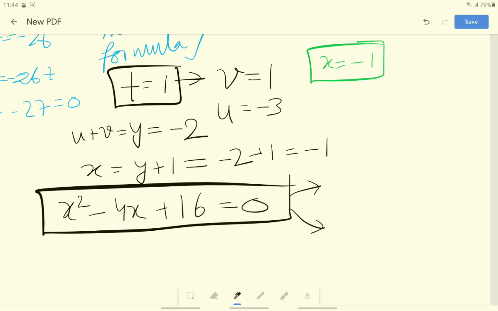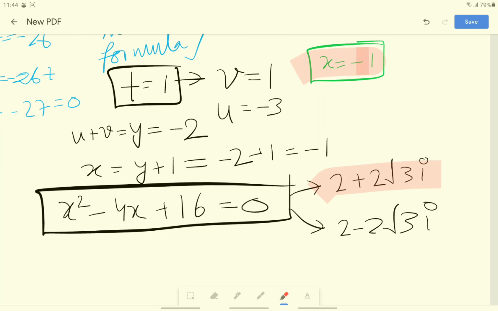It has two roots. By the quadratic formula we get the roots 2 plus 2 root 3 times i and 2 minus 2 root 3 times i. And by this we have all the three roots that were needed.